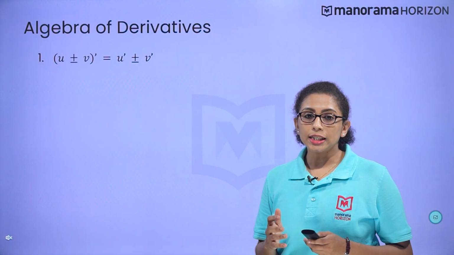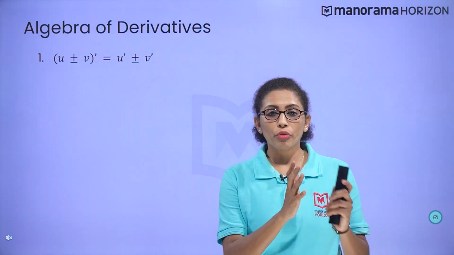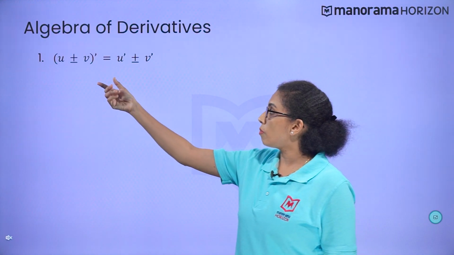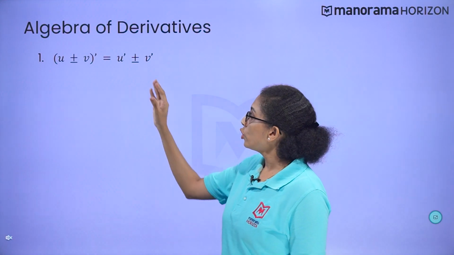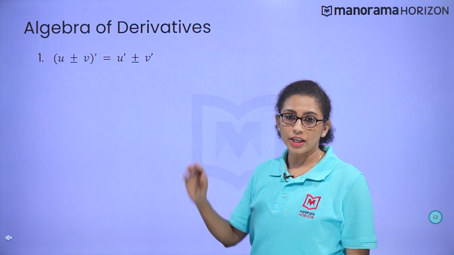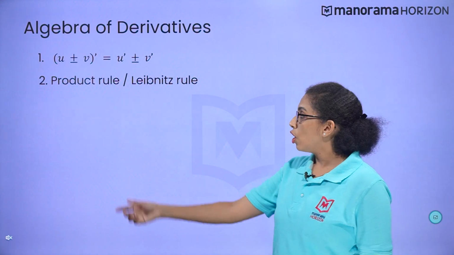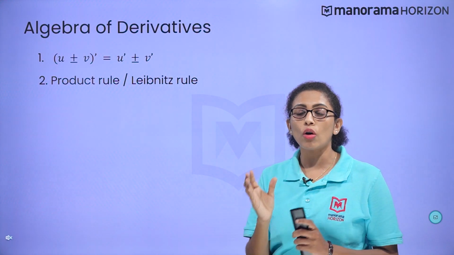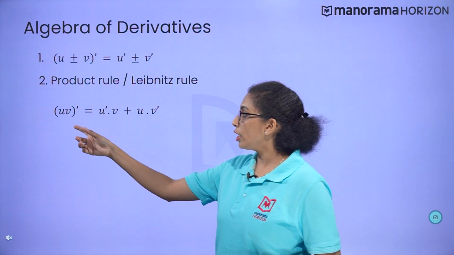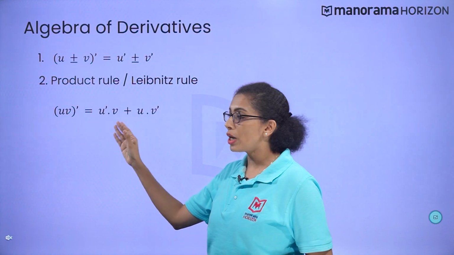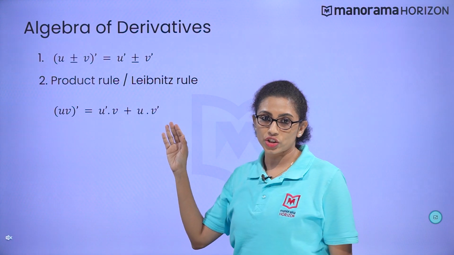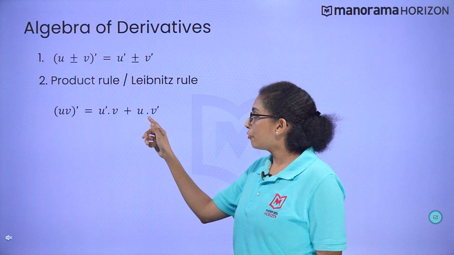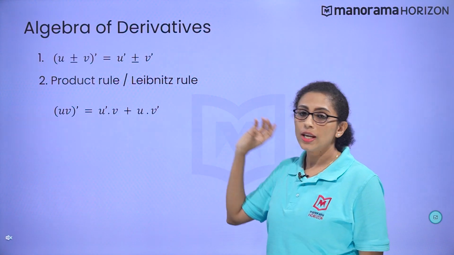Now let's discuss certain rules that were established as a part of the algebra of derivatives. Here is the first one: u plus or minus v the whole dash is equal to u dash plus or minus v dash. The next rule is the product rule or Leibniz rule, which gives the derivative of the product of two functions. That is, u into v the whole dash is equal to u dash into v plus u into v dash. Read as derivative of the first function into the second plus the first function into derivative of the second function.